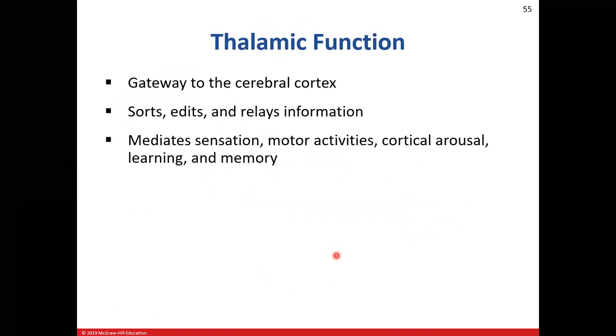And what are some of the functions of the thalamus? Well, I've already indicated that it is a relay center, but it's also the gateway to the cerebral cortex. One of the major things that it does is it helps to sort, edit, as well as relay the information from the brain down to the rest of the body and vice versa. What it really does, though, more specifically, is to mediate sensation, motor activities, cortical arousal, learning, and memory.